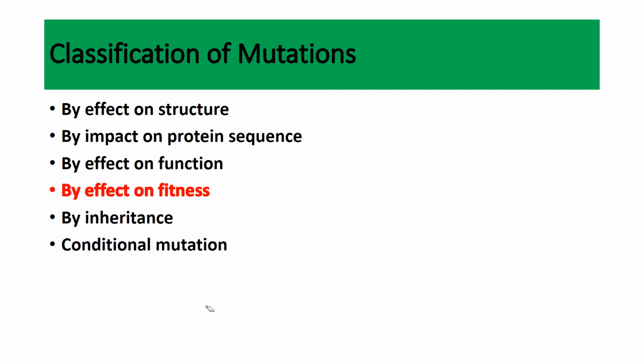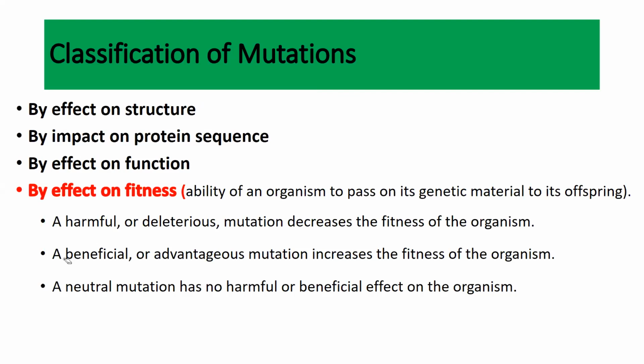So next, mutations can also be classified based upon their importance for survival of the organisms or fitness of the organisms. So what is fitness? Fitness is the ability of organisms to pass on its genetic material to its offspring, or we can also say that fitness represents the reproductive success of the organisms.